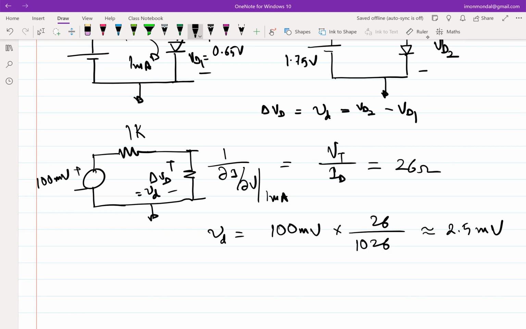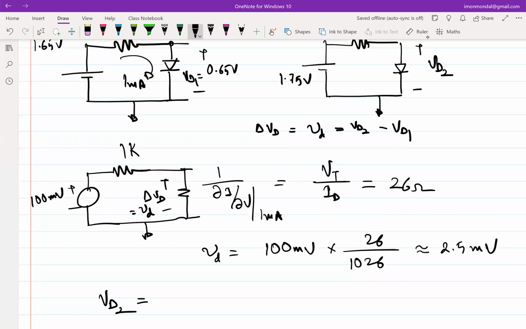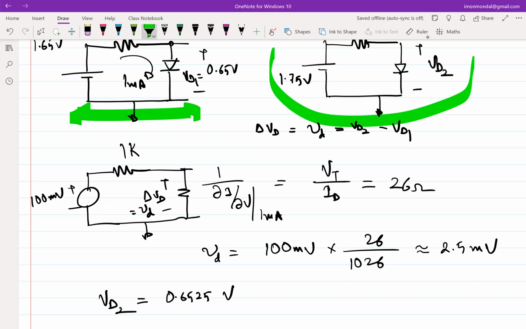Okay, so as you see, if the incremental voltage change is 2.5 millivolt, what is VD2 now? If I know VD1 is 0.65, what will be VD2 after I have incremented the input by 100 millivolts? VD1 plus delta VD, which will be 0.6525 volts. So if this is my starting point, let's say you have another circuit where you don't know what the condition was at 0.65 volts, but this is your starting circuit. How much error will you make?